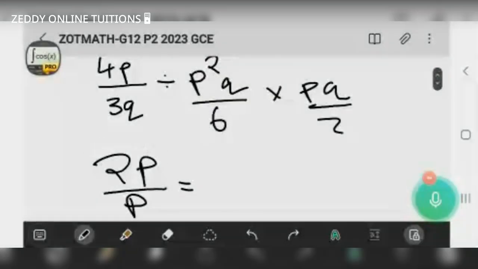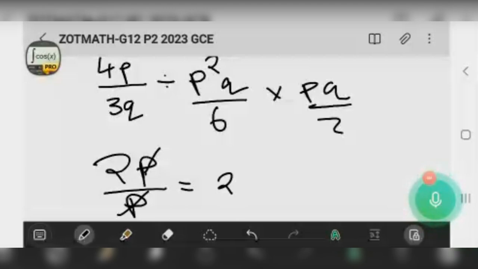So this p and that p are cancelled. Does that make sense? Or maybe, okay, let's do this. The answer is not p. The answer is 2. I wanted you to argue, okay? The answer is 2 because the p's are gone, okay?